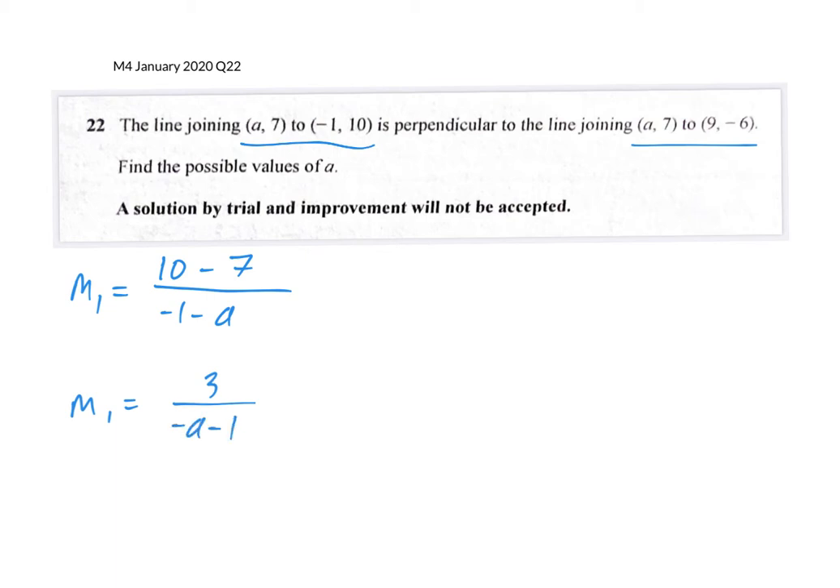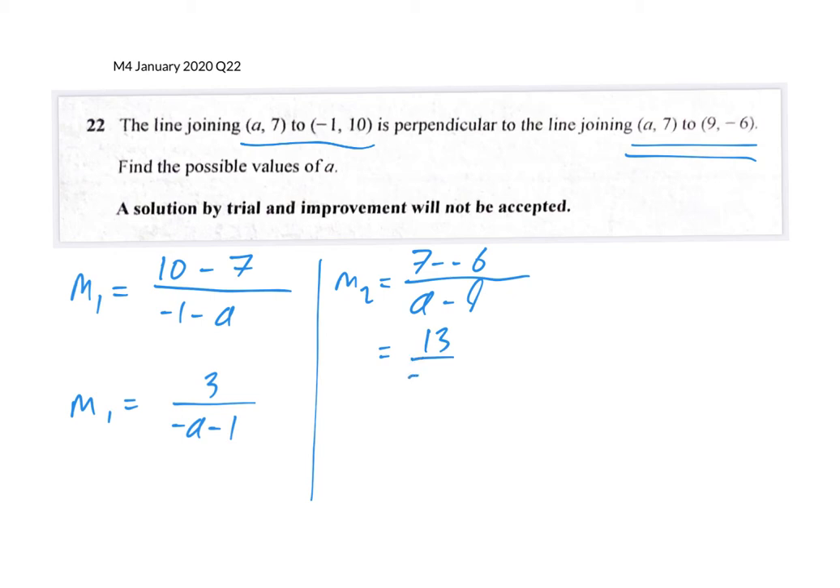So that's my M1. My M2, the second gradient, so I'm looking at this one over here. Remember my y difference, and I'll go for 7 minus 6 over a minus 9. And tidy that up again, that works out to be 13. 7 minus minus 6 is 7 plus 6, so 13 over a minus 9.